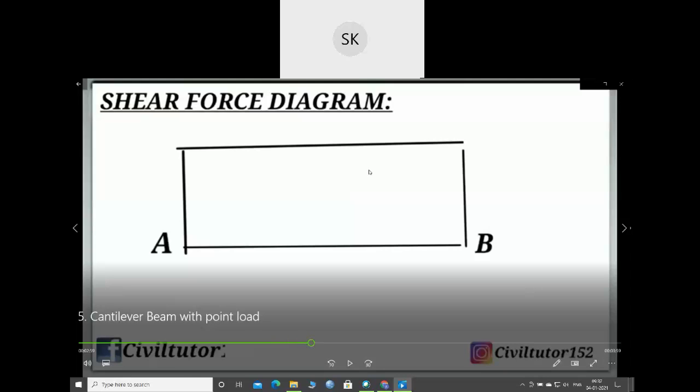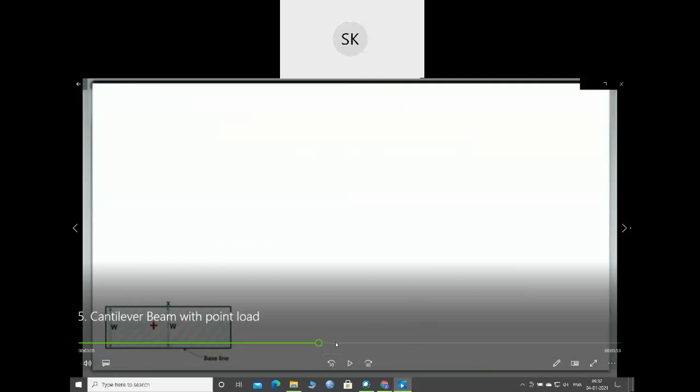So the shear force diagram will be the same throughout A and B. It will be W.